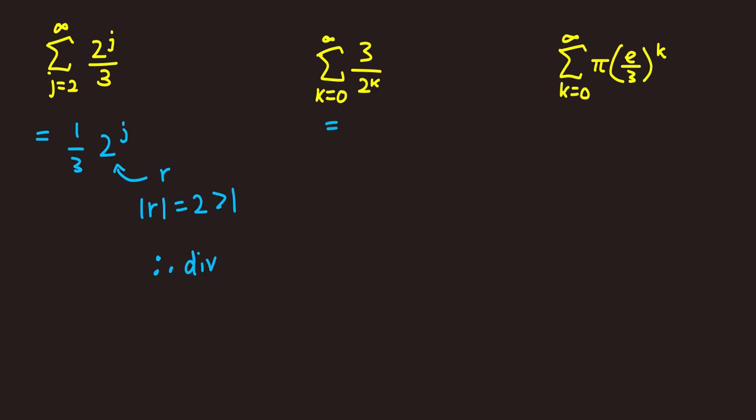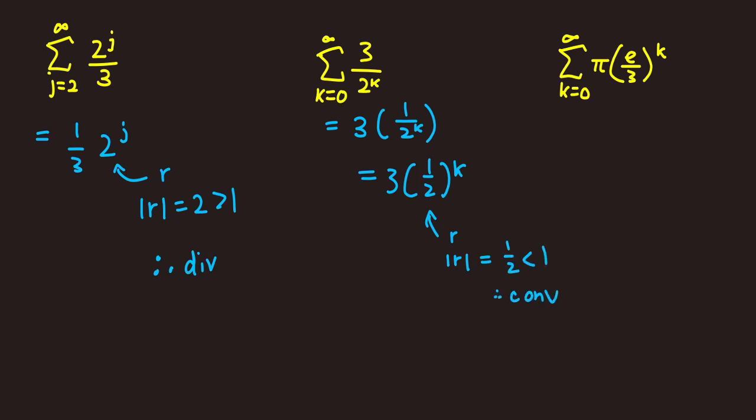For the second example, we can take out the 3, and then we're left with 1 over 2k, and we can factor a k out of the 1 over 2k to get the r, which is 1 over 2, and that's less than 1, so it converges. For the final example, we can see that the a is just pi and the r is e over 3, and e is approximately 2.7, and 2.7 is less than 3, so the absolute value of r is going to be less than 1. Again, it converges.